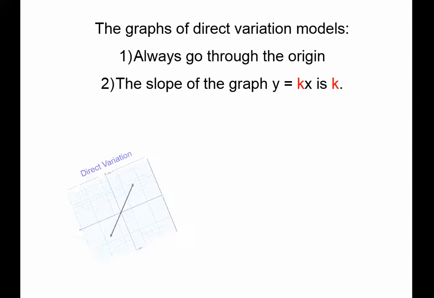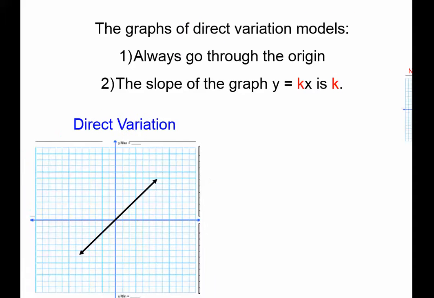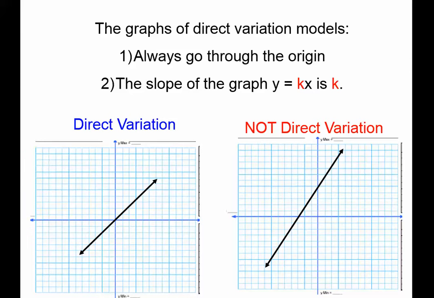Okay, go ahead and take a look at these two graphs, and then I want you to mentally come up with an answer to this question. Why is the second one not an example of direct variation? Well, the first one is direct variation because one, it's linear, and two, it goes through the origin right here.